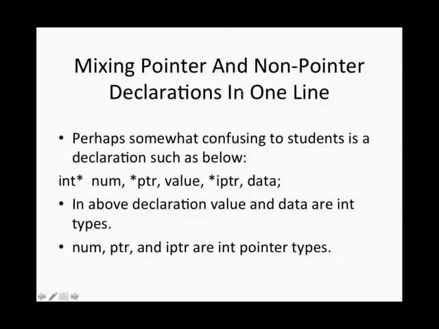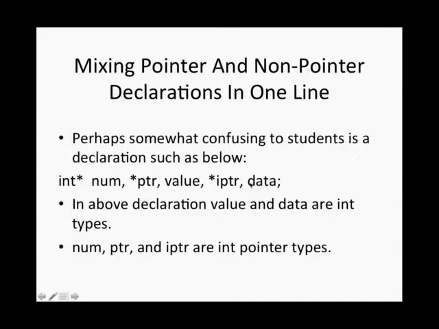You could mix pointer and non-pointer declarations in one line as well. Perhaps somewhat confusing to a student is a declaration like this one: int *num, *ptr, value, *iptr, data. In this declaration, this asterisk does not apply to all. It only applies to num. So num, ptr, and iptr are pointers, but value and data are int type.